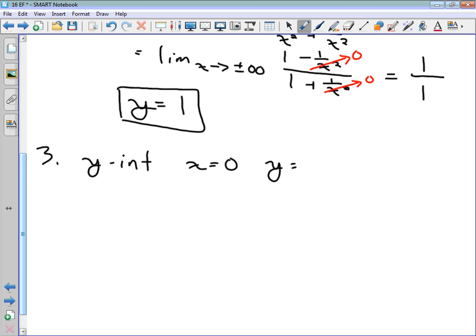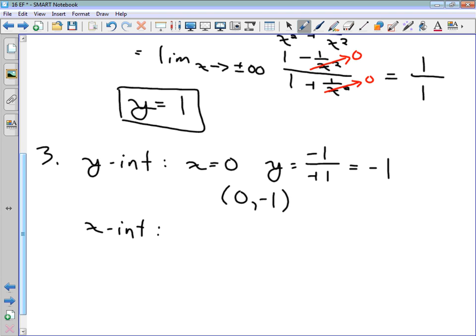Well, I get 0 minus 1 in the numerator, which gives me minus 1. I get 0 plus 1 down in the denominator, that gives me plus 1. So that just equals negative 1. So my y-intercept is going to be the point (0, negative 1). And so I could add that to my graph when I get to the graphing stage. What about my x-intercept?